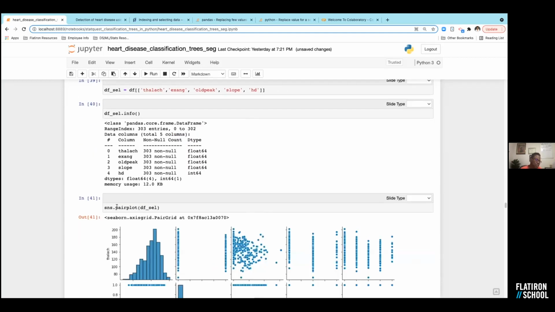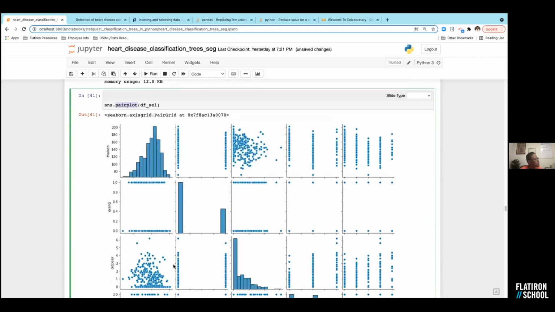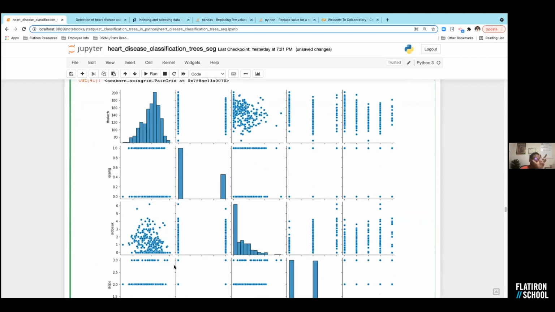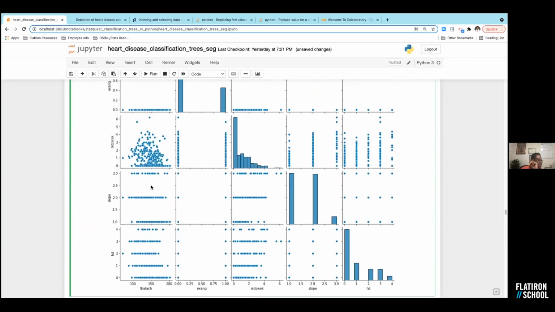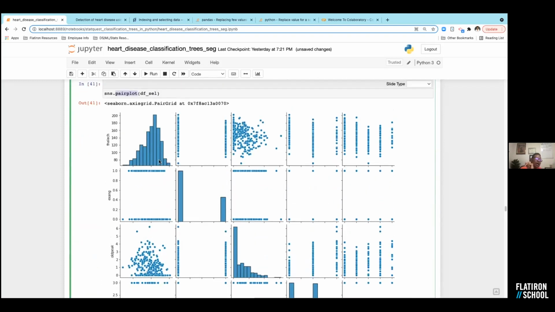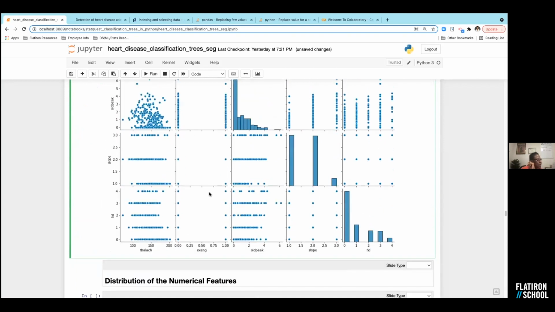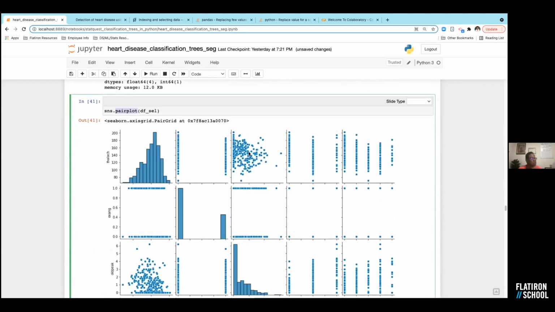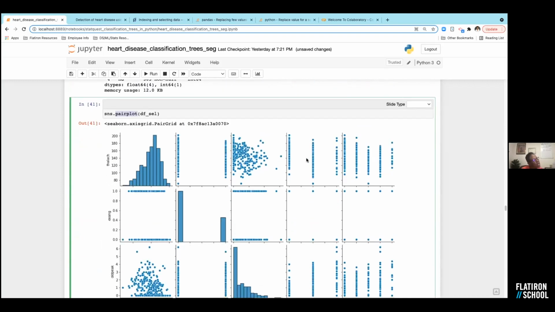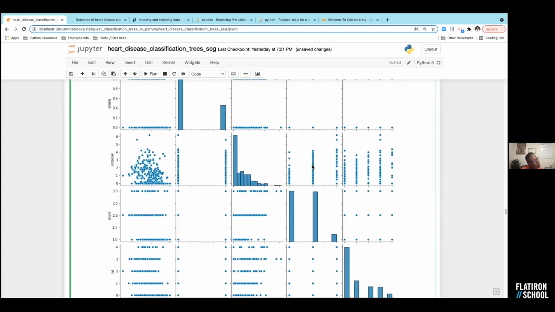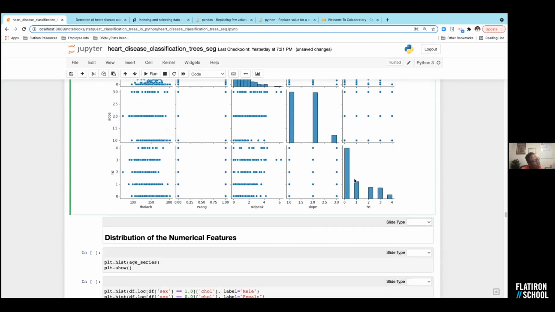This is the pair plot. This is another way to take a look at the relationships, mostly about the distribution of the variables. This one here is the tau-ac, and it's somewhat normally distributed, maybe. Clearly this one is binary, though it's not labeled as such. And then old peak here, and then slope, and finally heart disease, right?